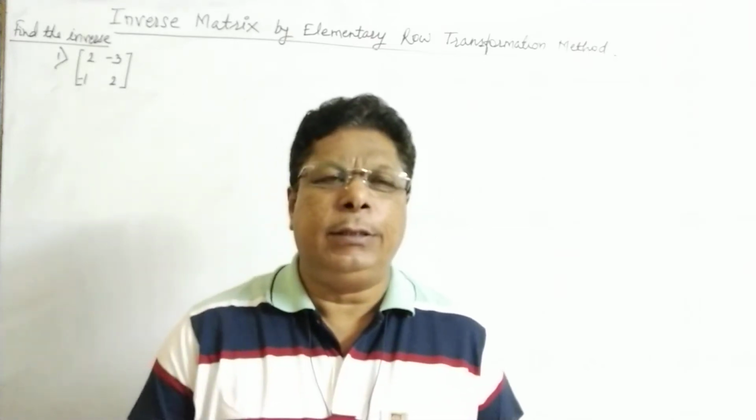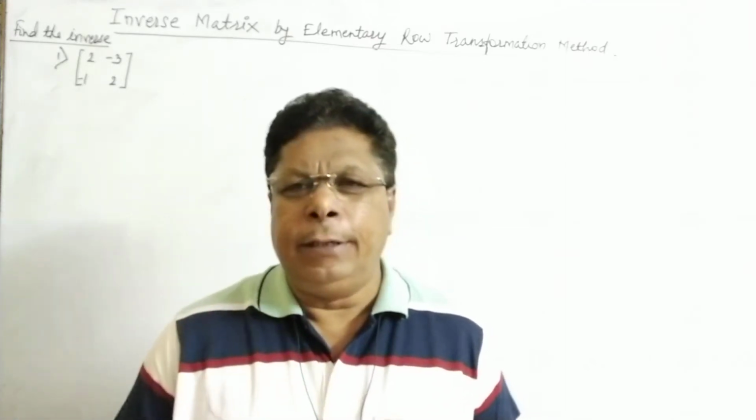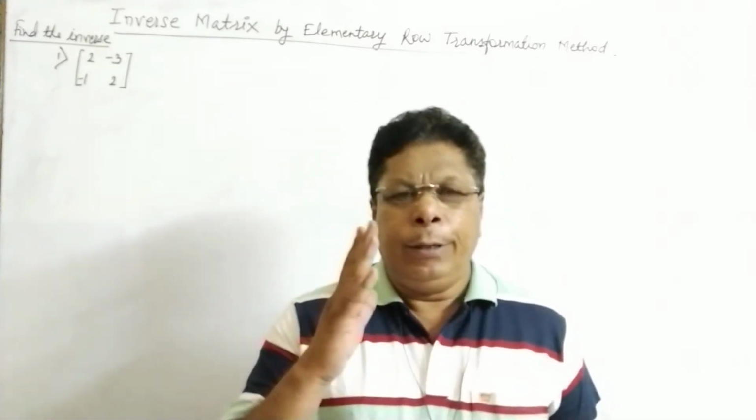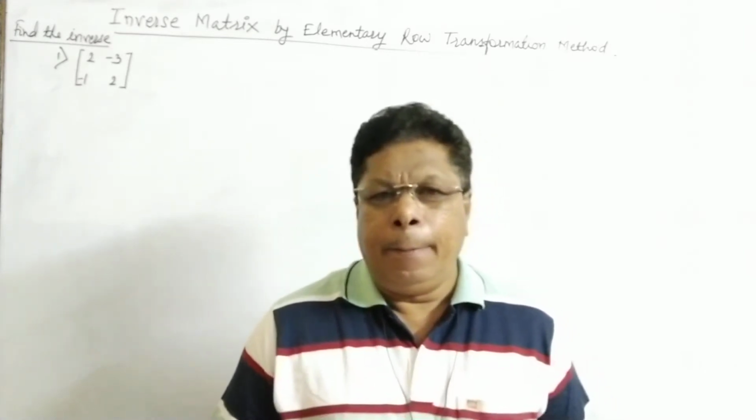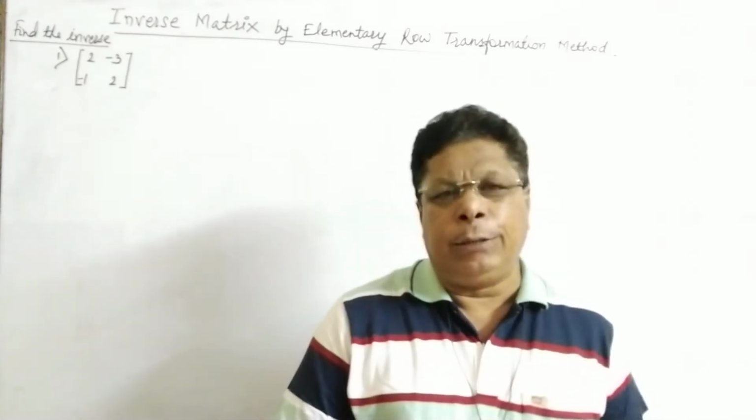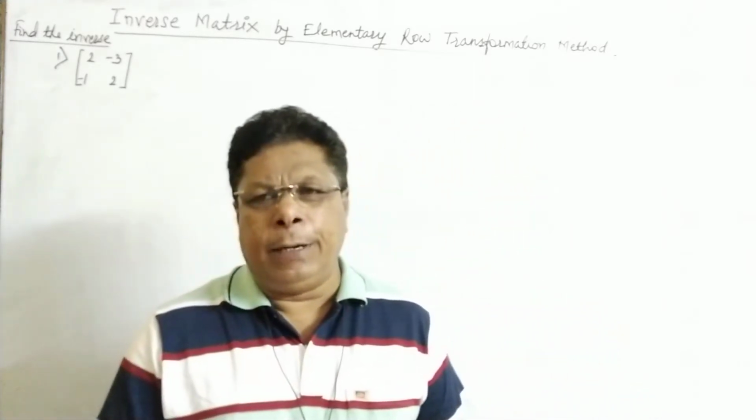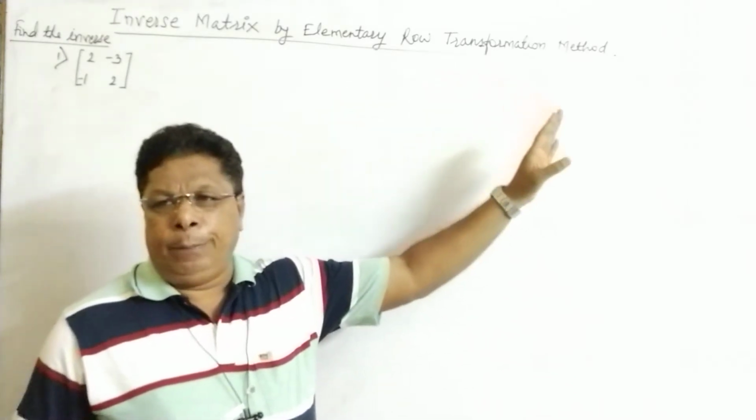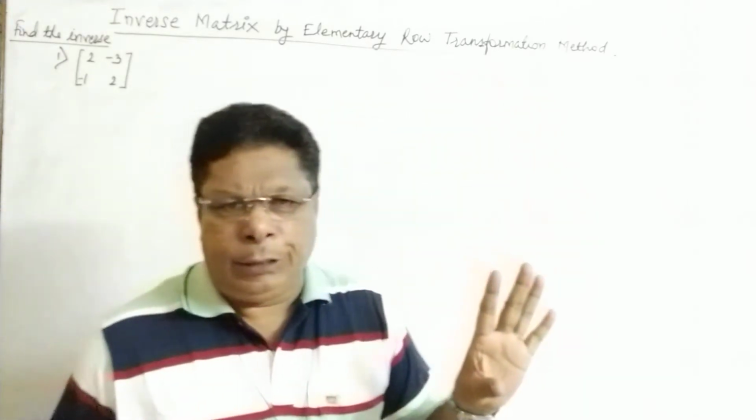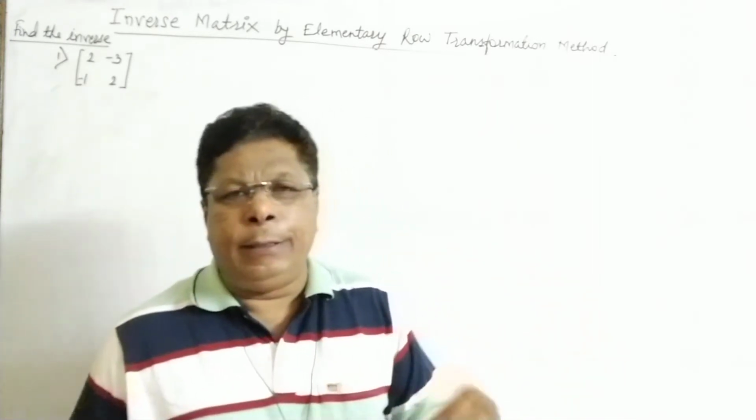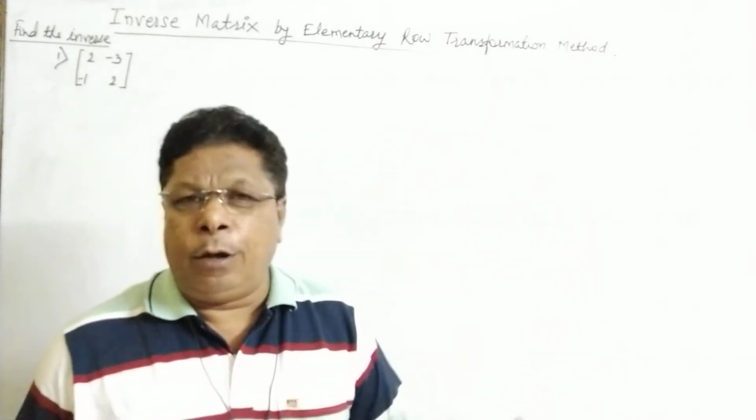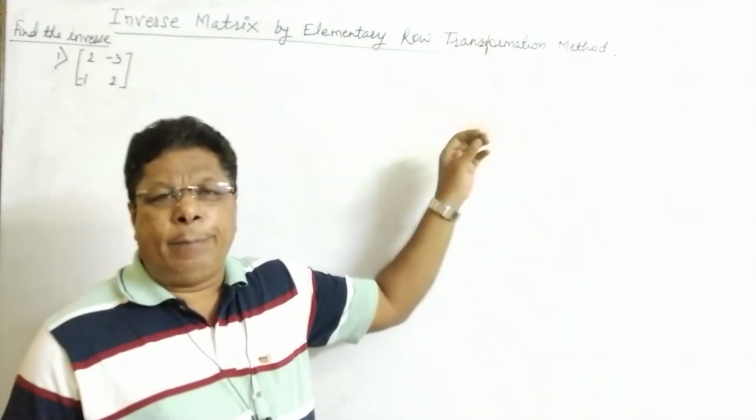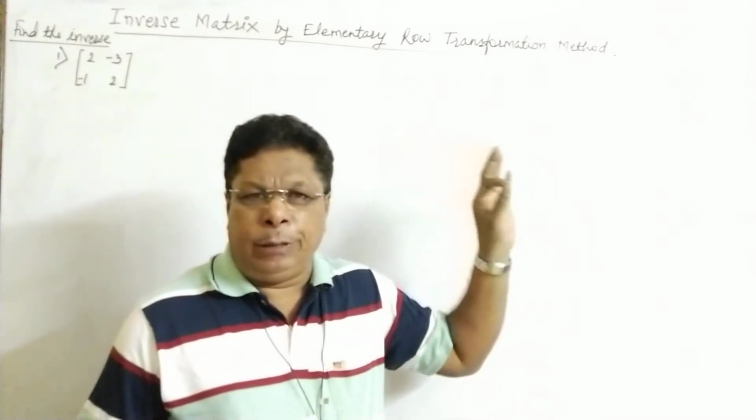Hello my dear students. In the previous lecture we have seen the inverse of a matrix by the adjoint method. And today we will find the inverse by using the elementary row transformation method. If the exam question says, find the inverse matrix by elementary transformation method, and row or column is not mentioned, you can find the inverse by either the row transformation method or the column transformation method. Here we are going to find the inverse matrix by the elementary row transformation method.